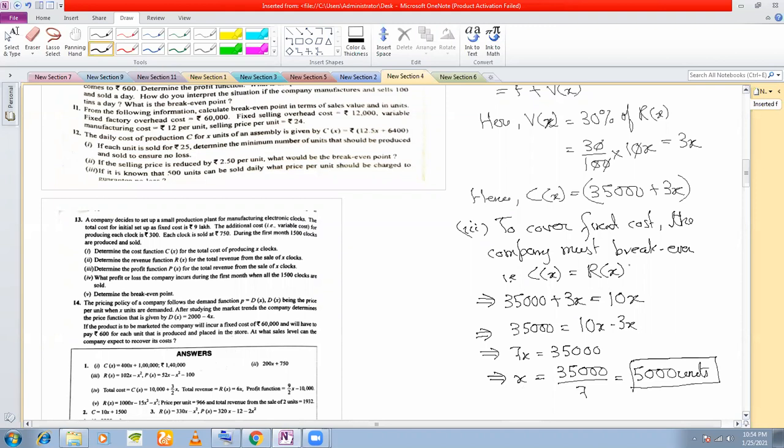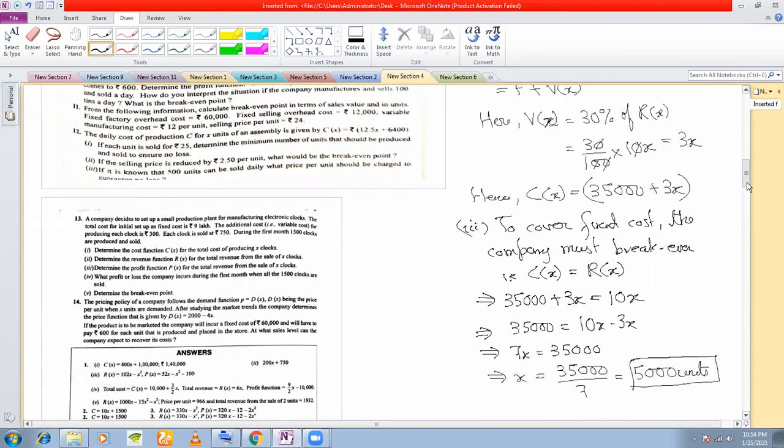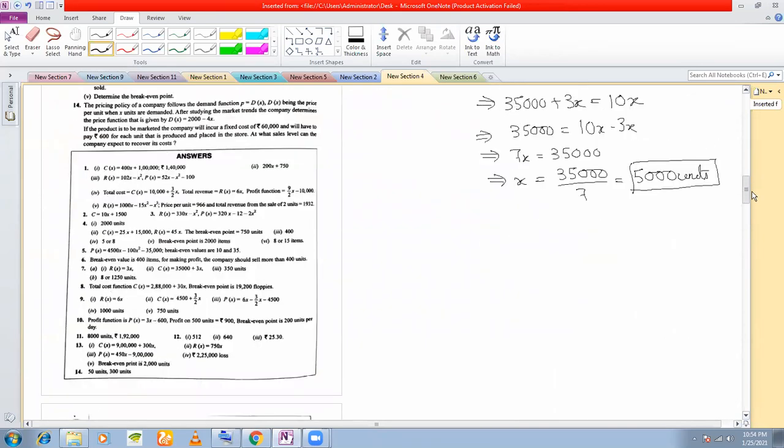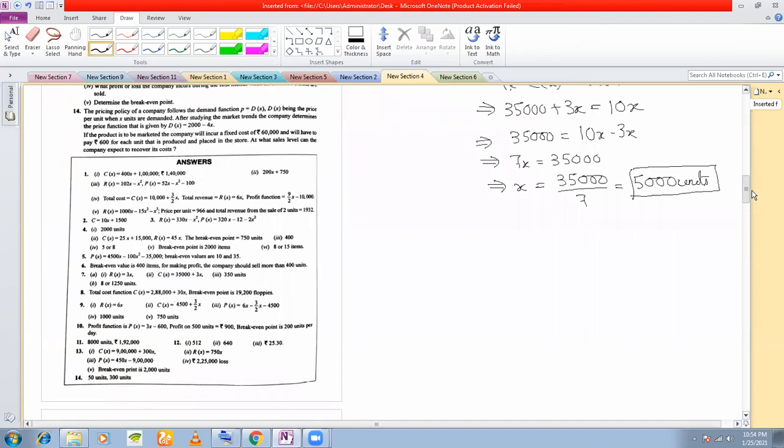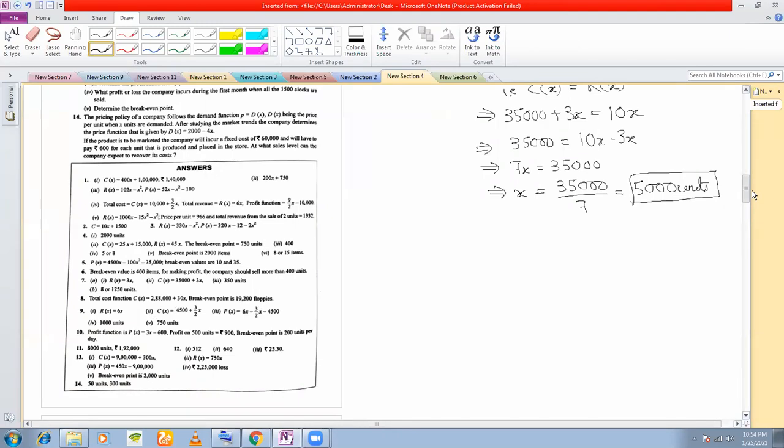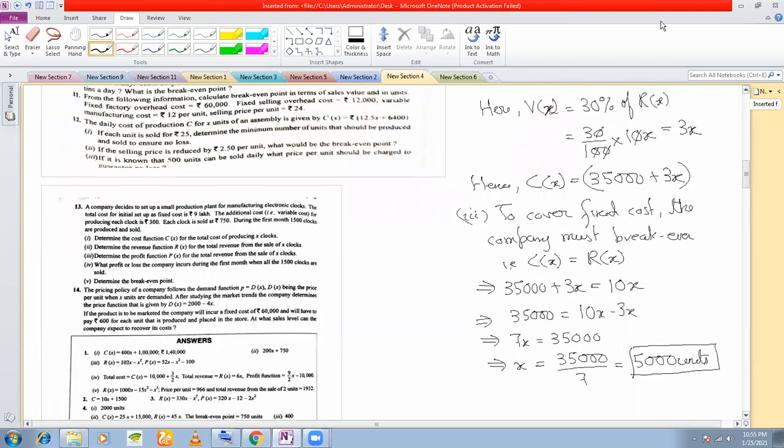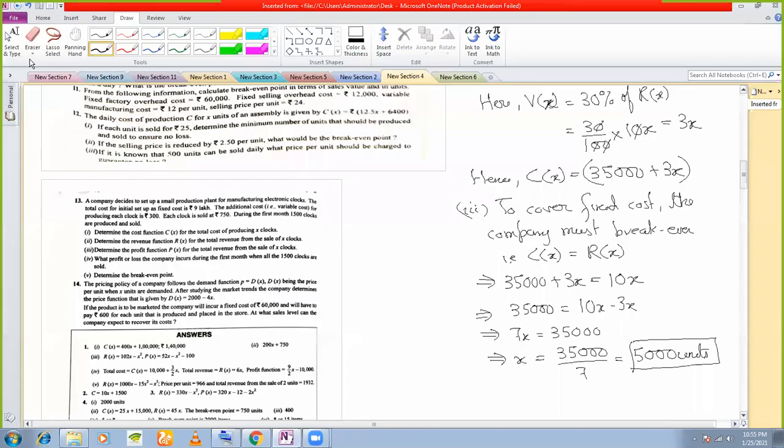No, that's okay. To cover fixed cost, let me just check the answer here. This is 7A. The answer given says 350 units. Just wait, let me see. Okay, I'll just check myself here for number 3.